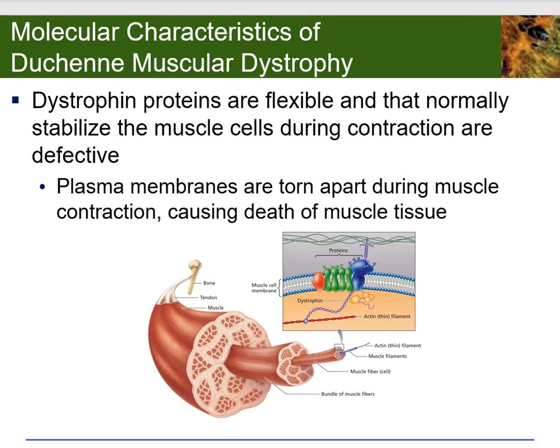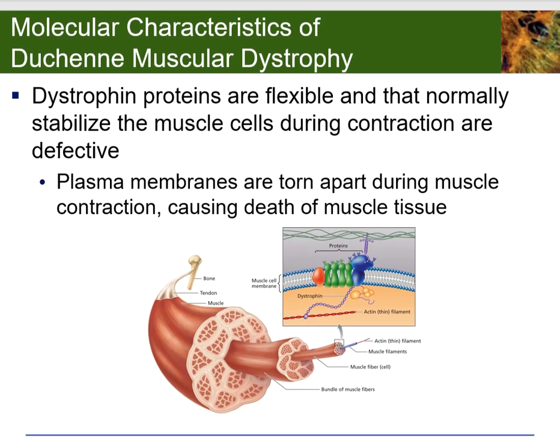In Duchenne muscular dystrophy, dystrophin proteins, which are flexible and normally stabilize the muscle cells during contraction, are defective. Plasma membranes are torn apart during muscle contraction, which causes death of muscle tissue.